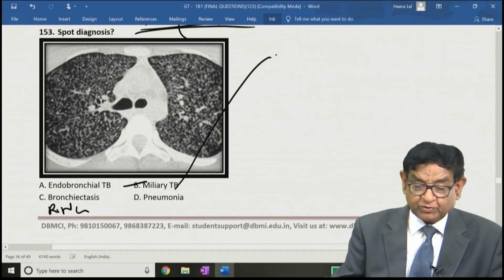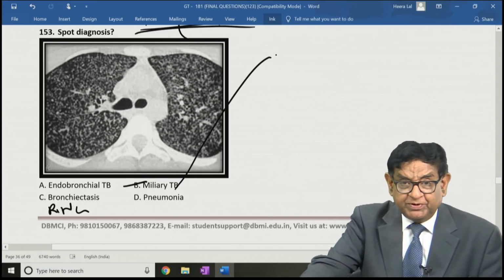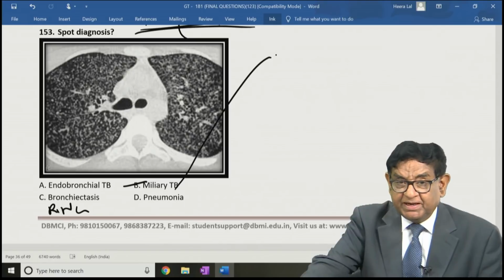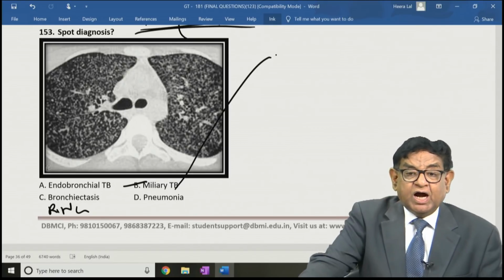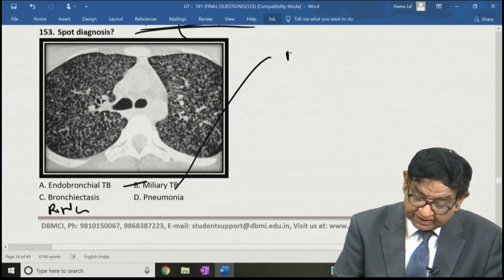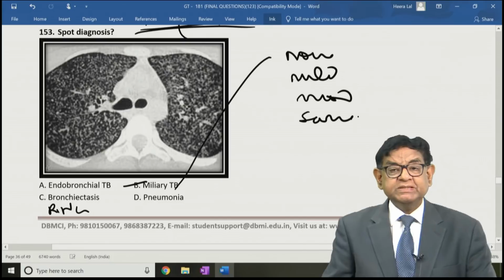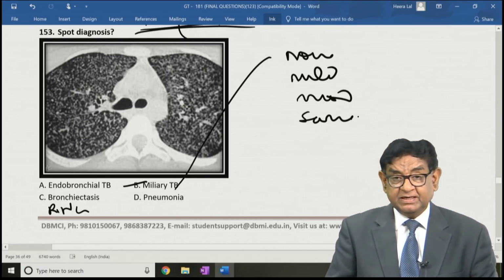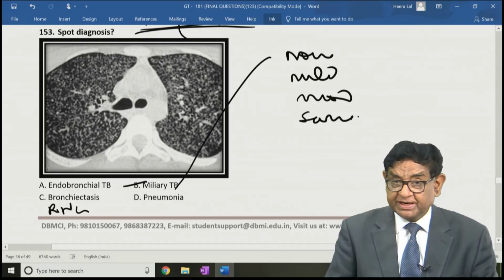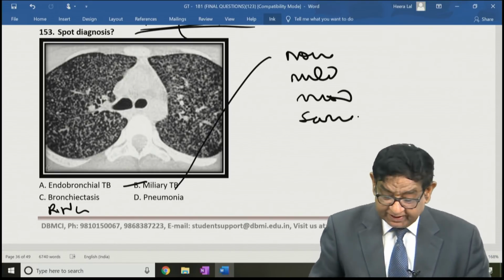Now, one more question. Again, it's a rank number 1 question. Stop the video, write down the answer. In miliary tuberculosis, how much is the hemoptysis? Number 1, none, mild, moderate, severe. How much is the hemoptysis? None, no hemoptysis, mild, moderate, severe. Write down the answer. Well, the right answer is none.